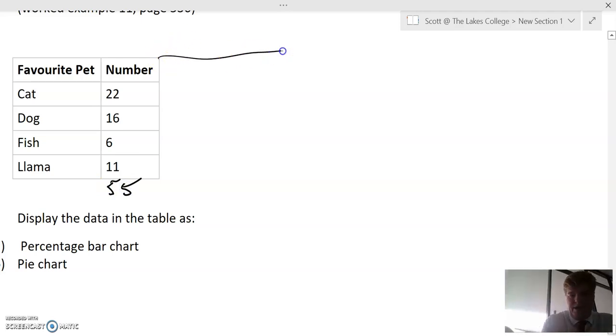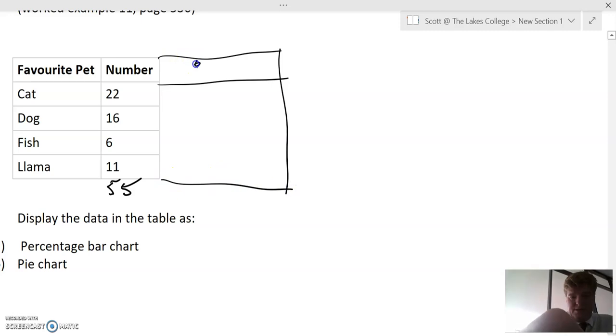So let's now work out the percentage as we go through here. So we're going to have 22 cats out of 55, and we're going to work out what percentage that is. I've got my calculator here. So 22 divided by 55 is 40%.